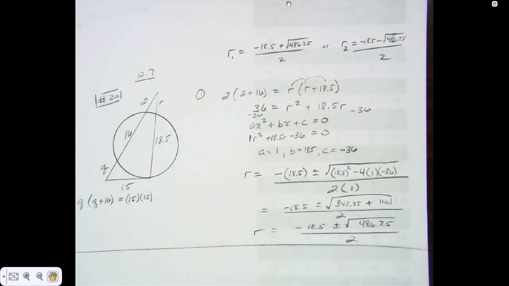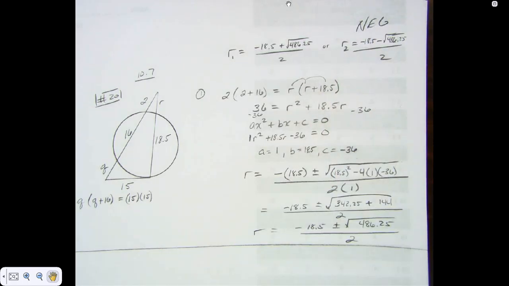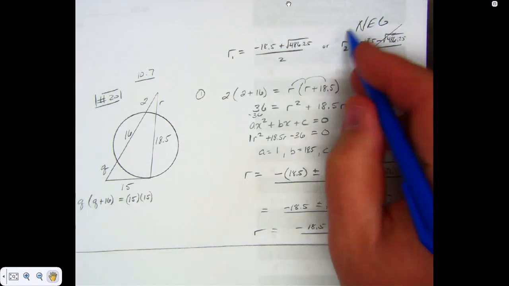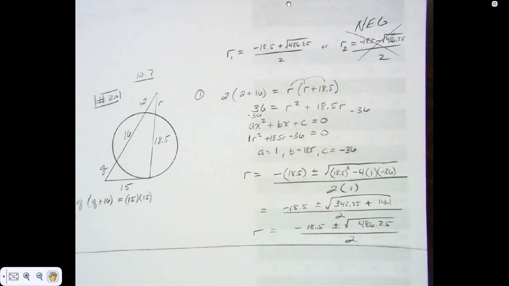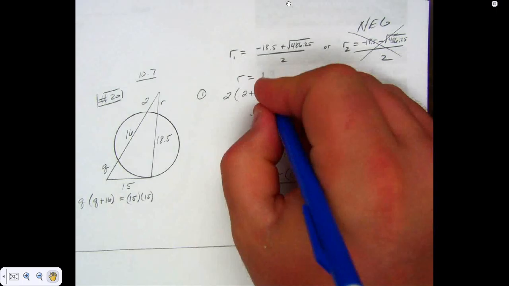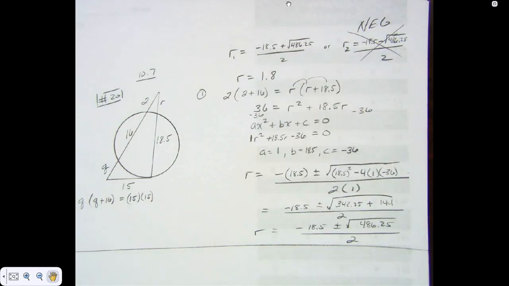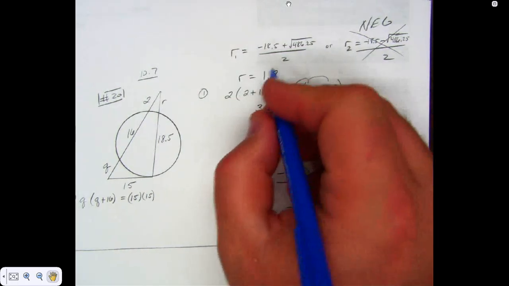One of these you're not going to need to worry about. Which one is it? The one that gives you a negative. Which one's going to give you a negative? The one on the right or one on the left? Right. One on the right. So don't worry about it. Put that into your calculator. Go square root of 486.25. Press equals and then say minus 18.5. Press equals and then just divide by 2 and tell me what you get. 1.775. So 1.8. What did they ask us to round to? 10. So 1.8.